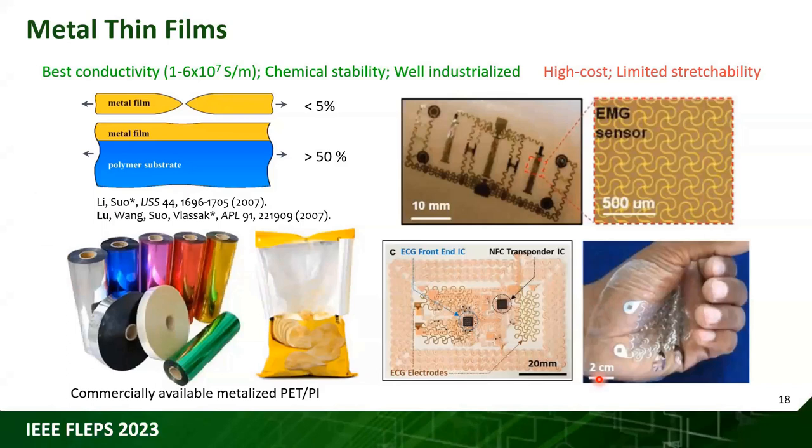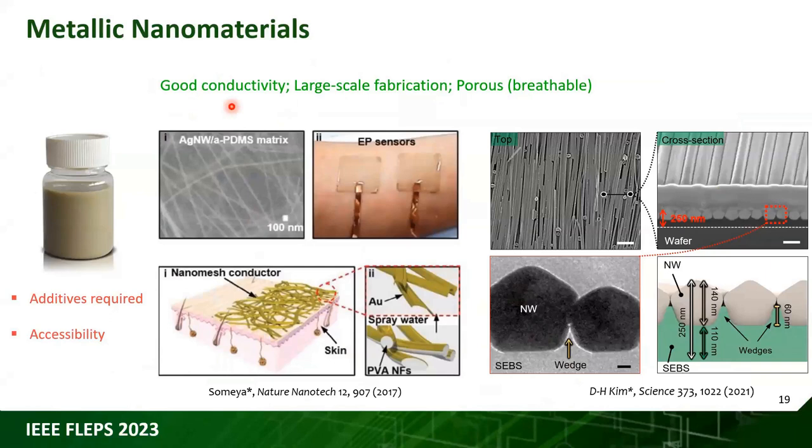So those are metal thin films, very conductive, chemically very stable, and well industrialized. You can leverage that to build your devices. Metallic nanomaterials also have good conductivity and are solution processed, right? They can be large scale and can also be porous, but sometimes they are quite expensive and you have to have the right formulation to disperse and cast them.